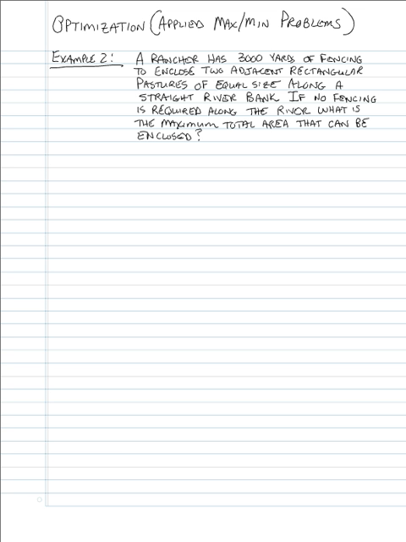Example 2 of our optimization problems, and remember, optimization just means applied problems that involve maximums and minimums. We're going to use the same idea that we used on the previous problem. In fact, this is similar, but a little more complicated.